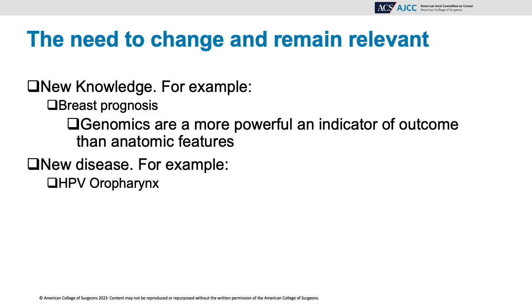But things change, and diseases change. For example, we have new knowledge. Genomics in breast cancer provides a very powerful indicator of patient outcome, even more so often than anatomic features. Also, we discover new diseases. Oropharyngeal cancer was described, but now we know that HPV-related oropharyngeal cancer is a different disease with different behavior.